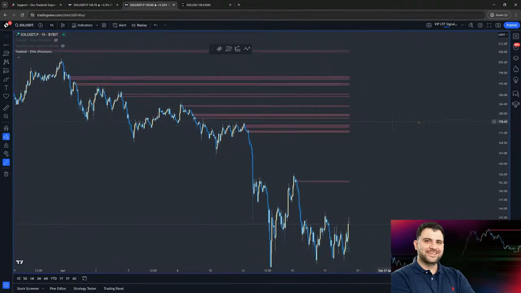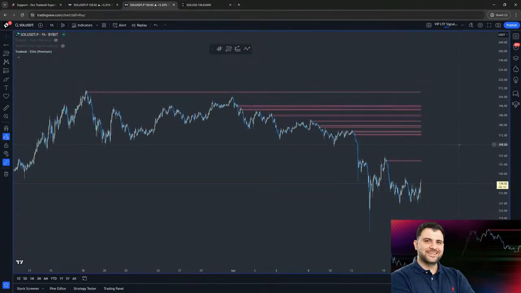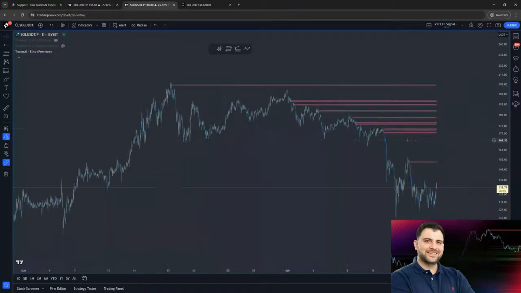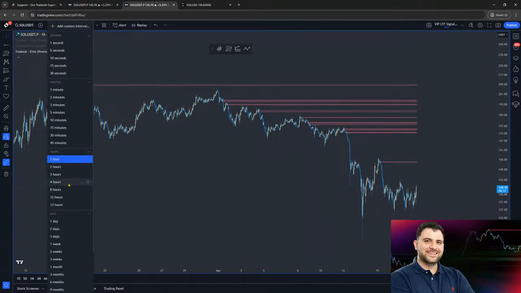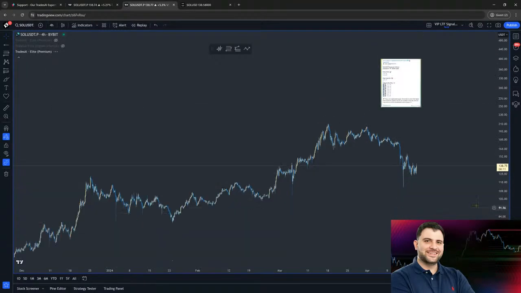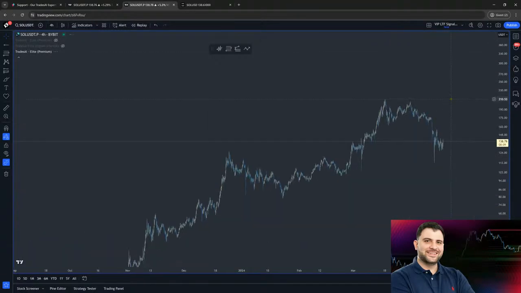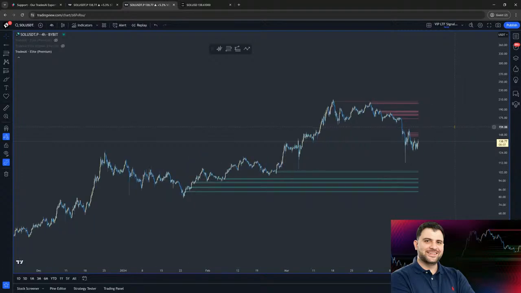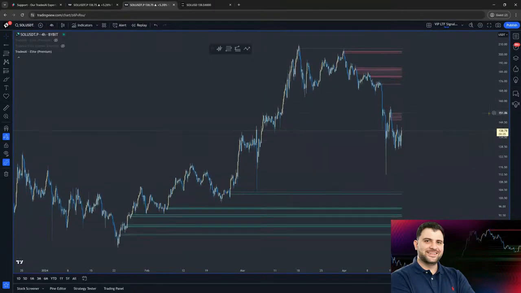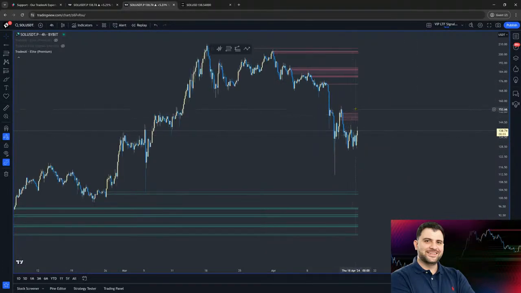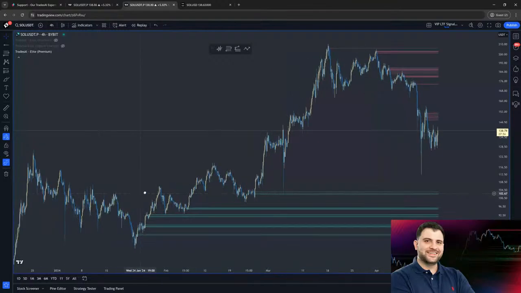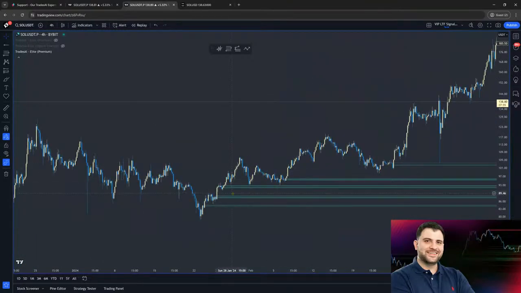Okay, so these are the OBs on my chart. I'm going to switch to a 4-hour chart maybe, to see a mix of red and green. Red means short or sell opportunities, order blocks. Green means buy opportunities, order blocks. And they match what we explained in terms of the ladders.